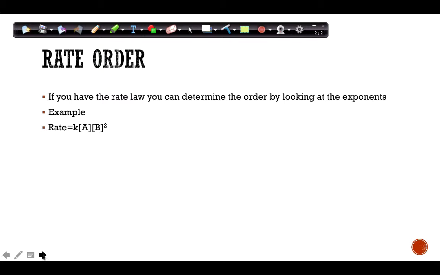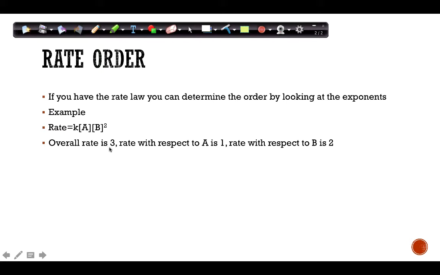So the rate order: if you have a rate law written out, you can determine what the rate order is by just looking at it. You're going to add not the coefficients or the subscripts, but the exponents. A is to the first and B is to the second, so overall it would be third order. This particular rate law would be third order. If I was only looking at A, it'd be first. If I was only looking at B, it'd be second. So overall, the rate order is 3, so it involves 3 molecules colliding with each other. But with respect to A, it's 1, and with respect to B, it's 2.